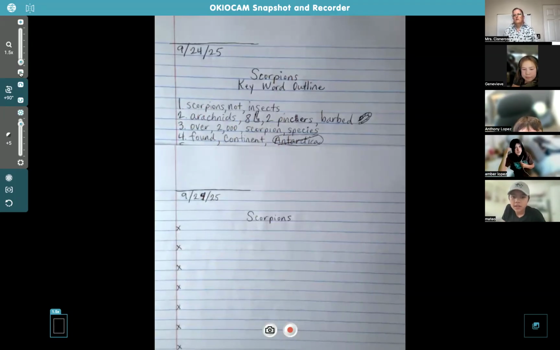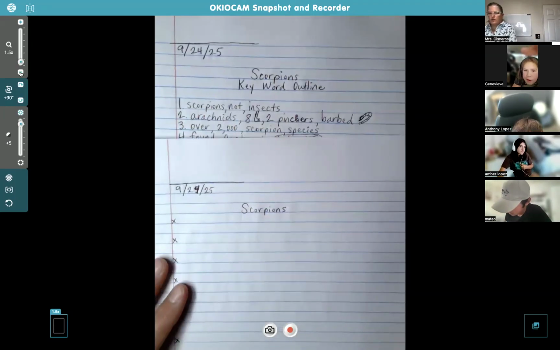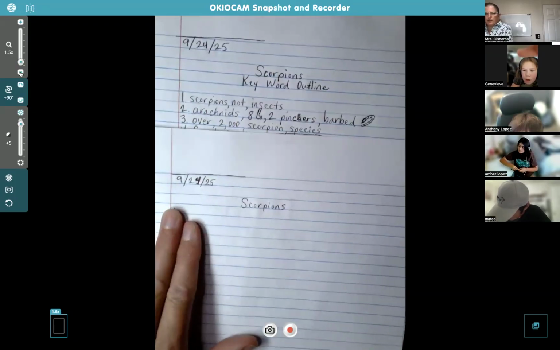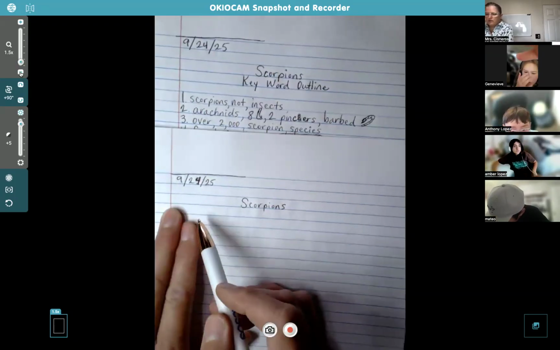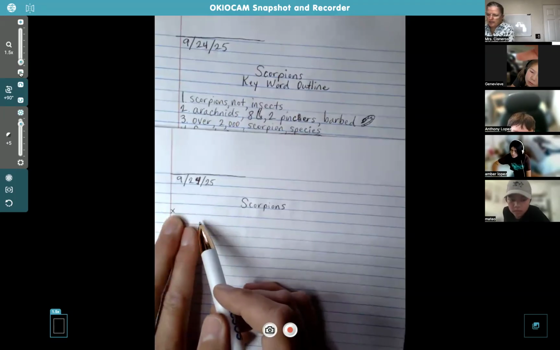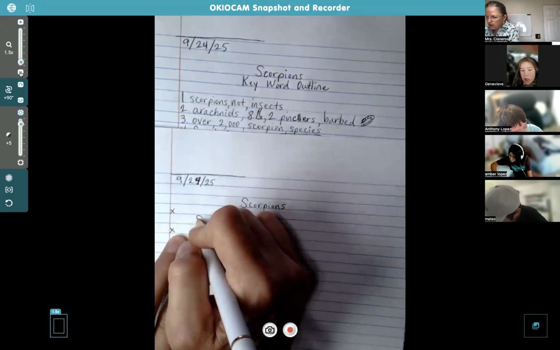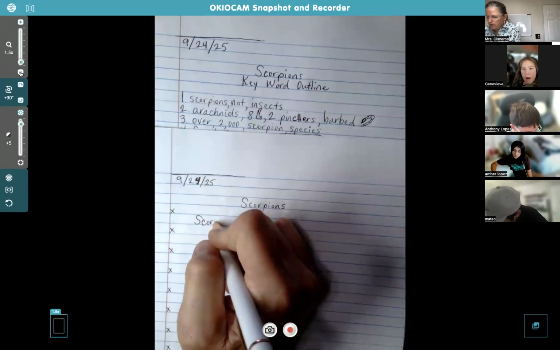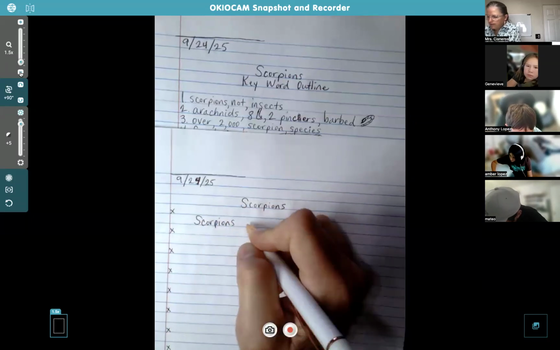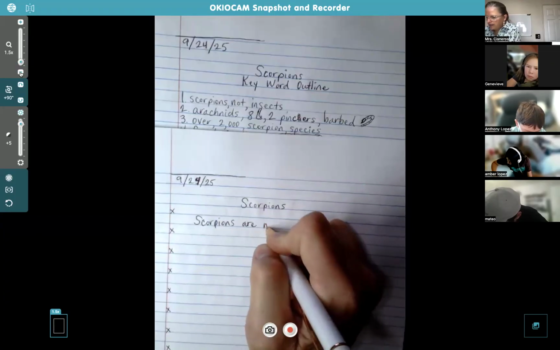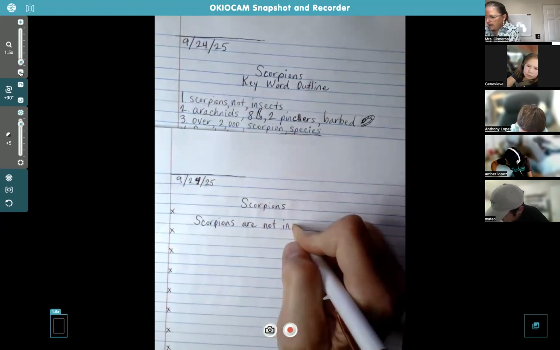Scorpions are not. Scorpions are not insects. Yes, perfect. Scorpions are not insects. That's an easy one. So here's what you're going to do. Double space, leave a space here for indenting because we're going to indent. And remember, don't write on the one with the X. And we're going to start with about right there. We're going to start with the word scorpions. And then she said are not insects.